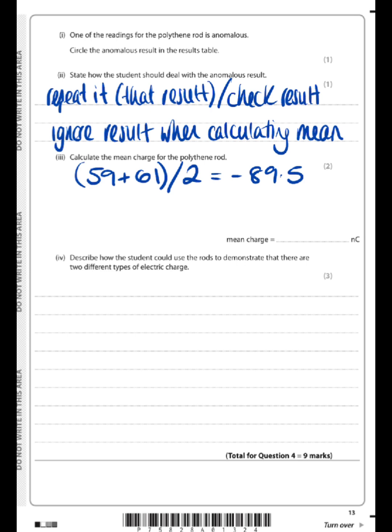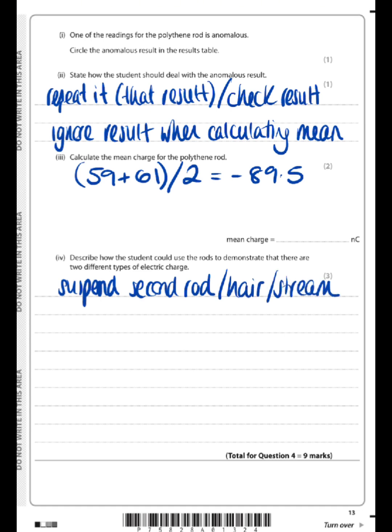So you could, for example, have a second rod. Or instead of that, you could use hair, for example, or you could use a very fine stream of water, or you could use very small bits of paper. So any of those things that you will have seen in demonstrations that allow you to see static in effect. So a piece of apparatus that can demonstrate the rod is charged.